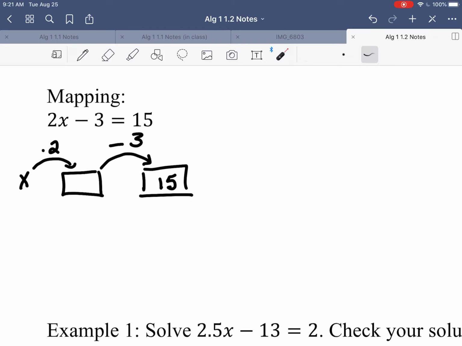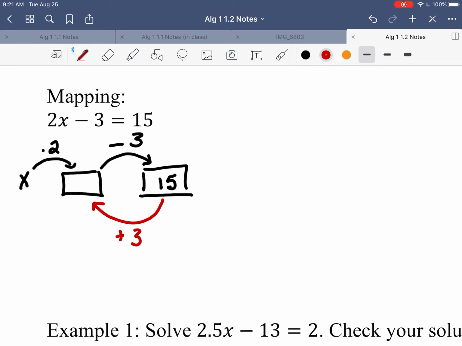So this is basically mapping through and working through the problem. I start with x, multiply it by 2, get something out, subtract 3, get something else out, and get out a 15. Now how mapping goes is we want to work this problem backwards. I want to get from this box to this box. To go forward, I subtracted 3, so to go backwards, I have to do the opposite of subtract 3, which is add 3.